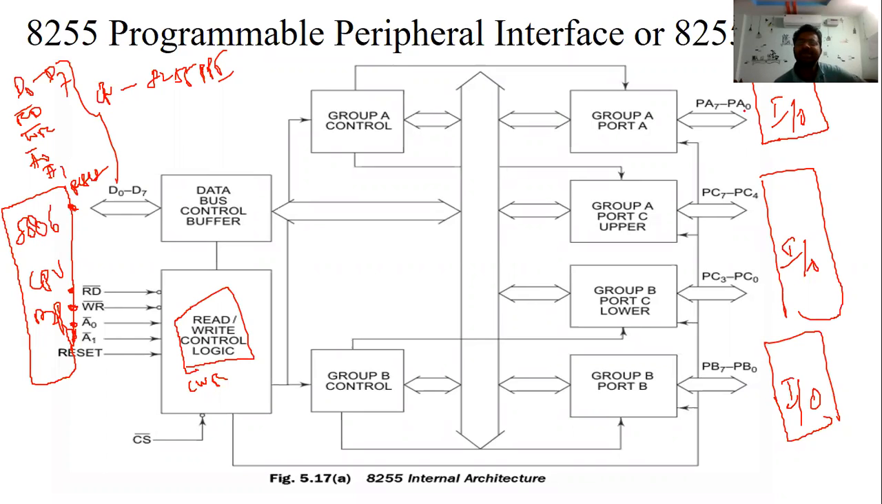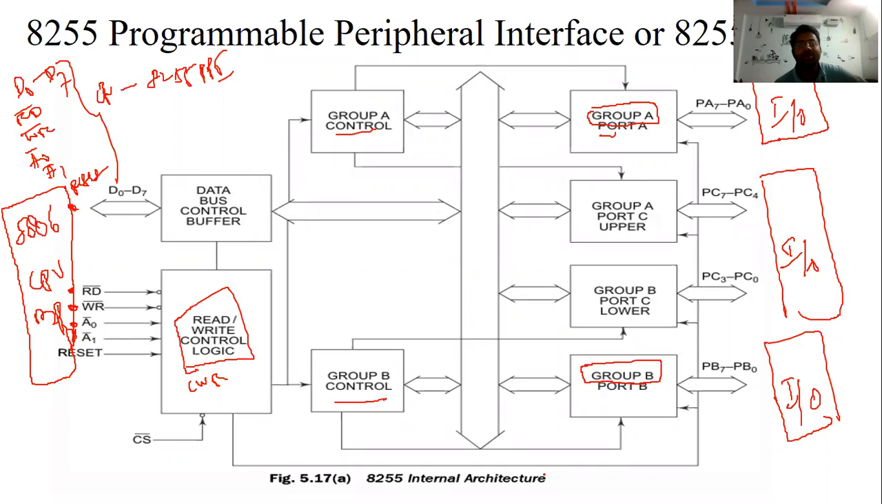For our simplicity purpose, for our understanding purpose, this entire set of three ports we can divide into group A and group B. So for easy understanding, this entire three ports is divided into group A and group B. So this is group A control. This is group B control.